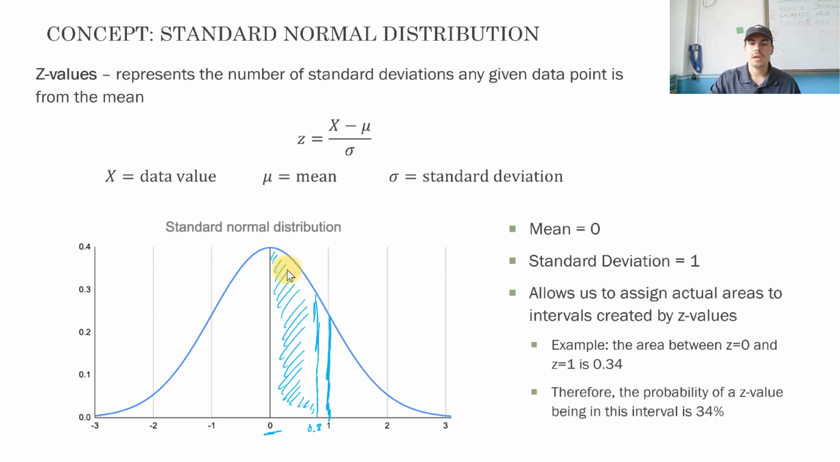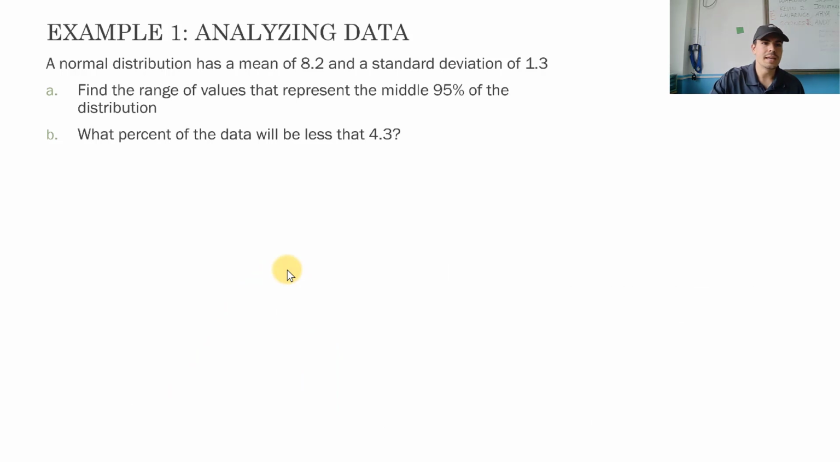So let's use this and hop into some examples here. A normal distribution has a mean of 8.2 and a standard deviation of 1.3. Find the range of values that represent the middle 95% of the distribution, and then we're going to find what percent of data will be less than 4.3.